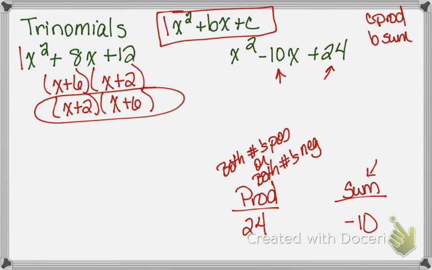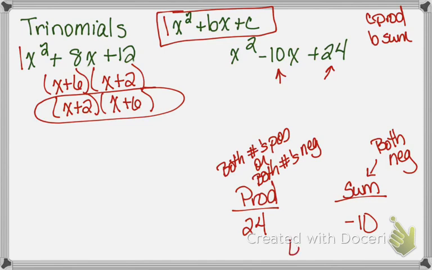Since my sum is negative, both of the numbers are negative. Okay? So when I have a positive product and a negative sum, that means both numbers are negative. When I have a positive product and a positive sum, that means both numbers are positive. Okay. What two numbers multiplied together give me 24, added together give me negative 10?